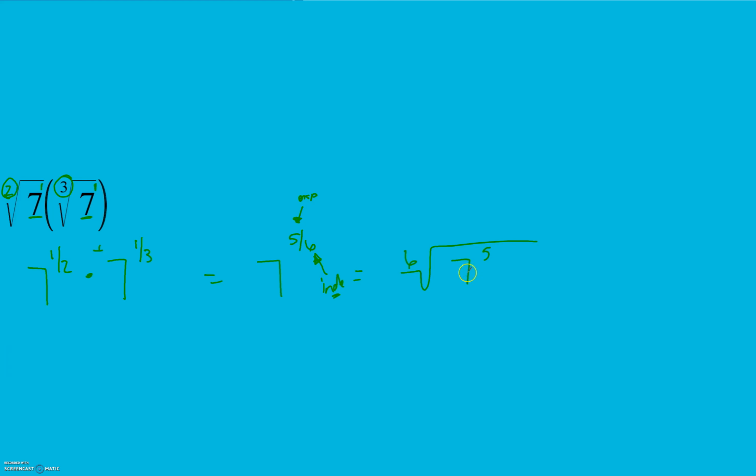Now I'm actually going to take 7 to the 5th power because 7 is prime, so all I have here are 5 7s, but I need groups of 6 things. And I'm going to get the 6th root of 16,807. And I'm going to stop this here and continue on with another video.